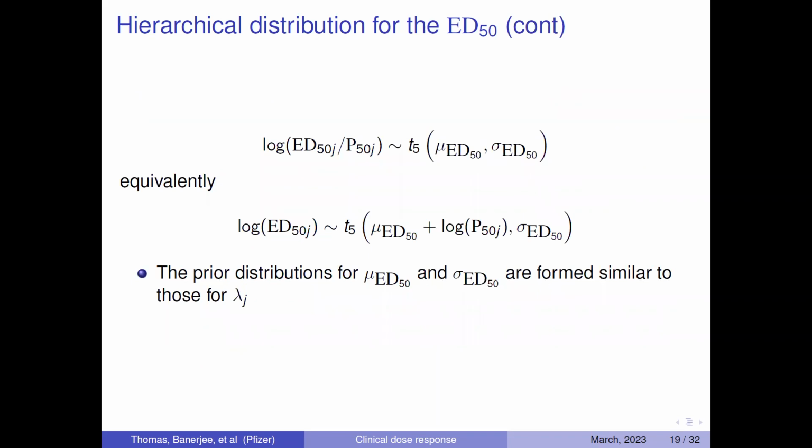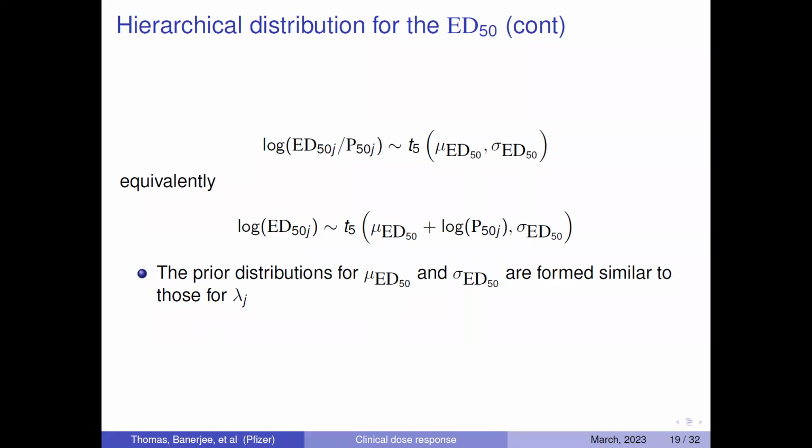Okay, now with that P50, I can tell you what the hierarchical distribution for the ED50 is going to be. Again, it's a very skewed distribution, so we're going to log it, but we're going to normalize those ED50s by the predicted ED50. That's the known quantity, a characteristic of the compound. And again, we're just going to use that T5 distribution with its own central tendency and scale parameter. I think that's a very natural way to think about it.